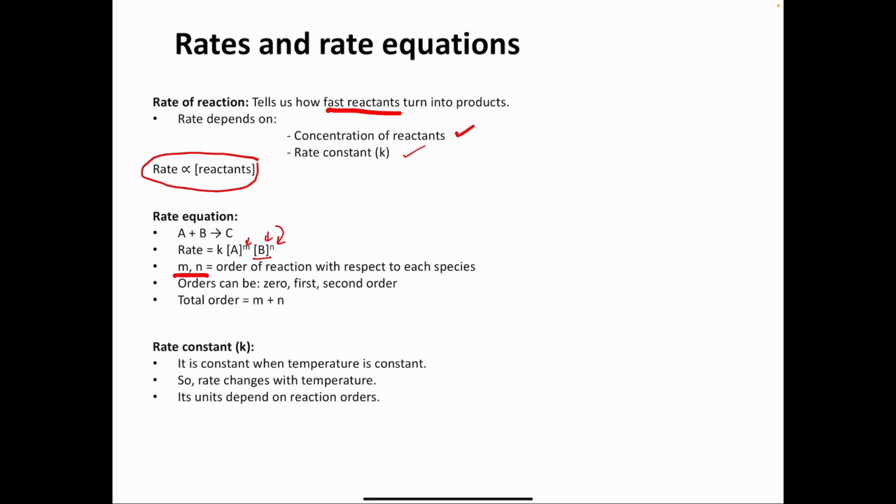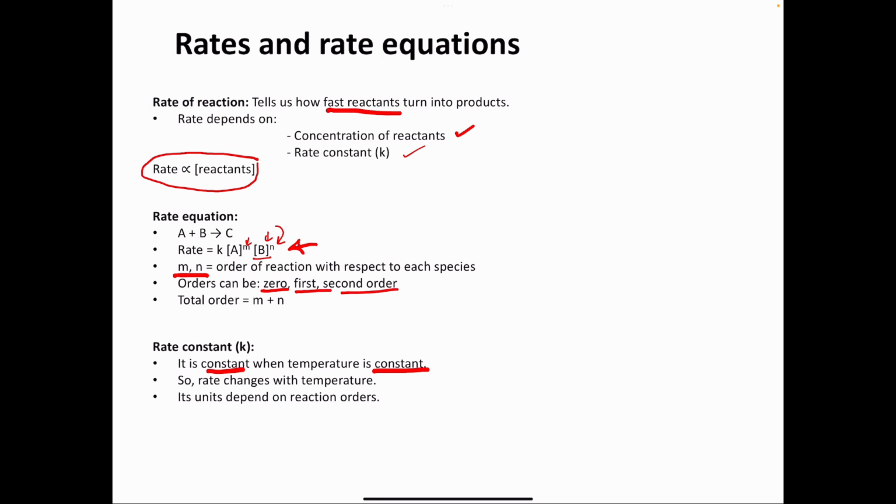I've already stated m and n are orders of reactants with respect to each species. Orders can be 0, first, or second. These are orders with respect to reactant species, and the total order will be the sum of m plus n, in this case, if we are referring to that rate equation. So when we look at the rate constant, of course, it's going to be affected by temperature. It is going to be constant when temperature is constant, but when temperature changes, it also changes.